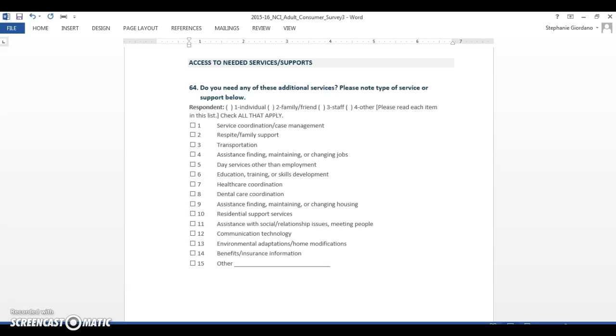We then have a couple of questions about access to needed services and supports. Question 64 is slightly updated from previous years. This is now just one question that asks whether the person needs any of the additional services listed. And we ask that you read each of the 15 response options and check off each one that the person says yes to. A number of these response options may need some definition for the person, and many of these may have some state-specific connotations that can be used to help the person better understand what you're asking.